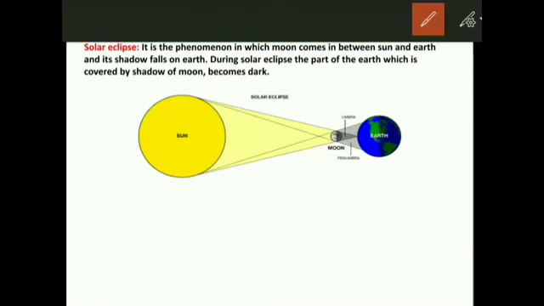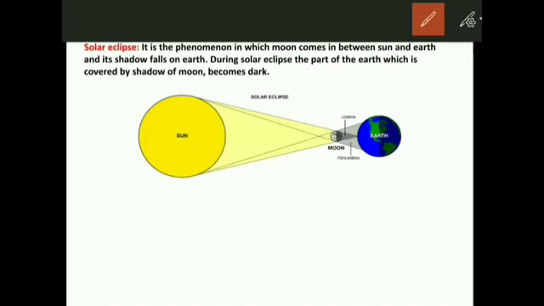Now what is happening in a solar eclipse? Let us check. The light coming from the sun is blocked by the moon, and the shadow of the moon is formed on the earth. The shadow of the moon is formed on the earth, and this is a solar eclipse.